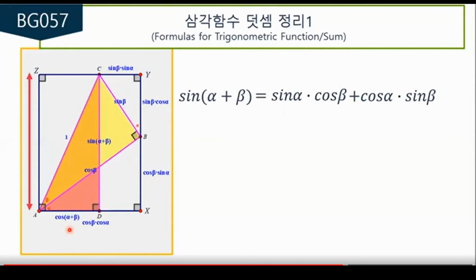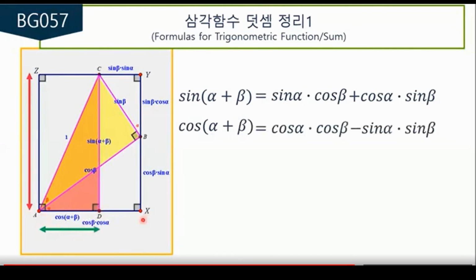Now we are looking for cosine of alpha plus beta, and this length is the segment AX minus DX, right? This is AX, and DX equals CY. So we are saying cosine beta times cosine alpha minus CY. So sine alpha times sine beta, right? Sine alpha, sine beta. And this is the sum formula of cosine, okay?